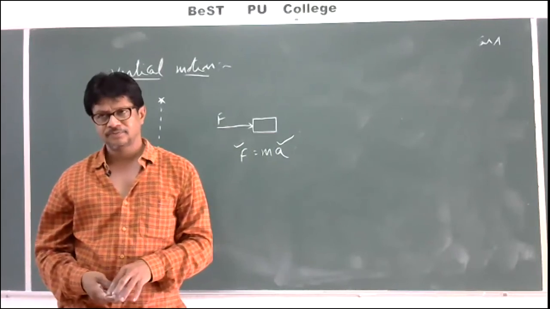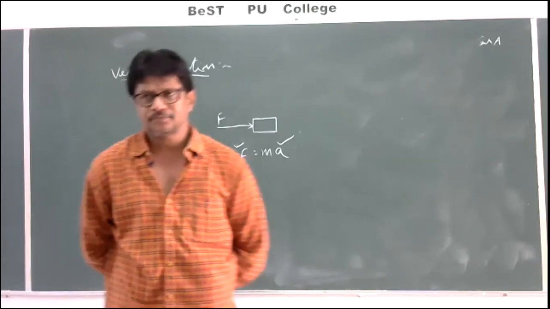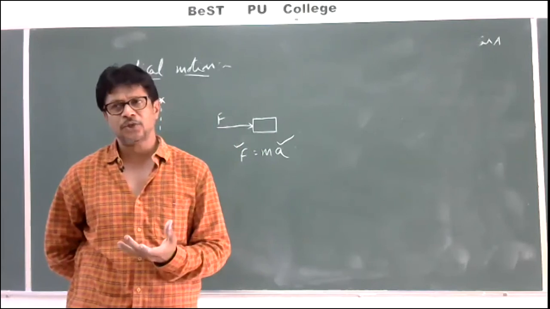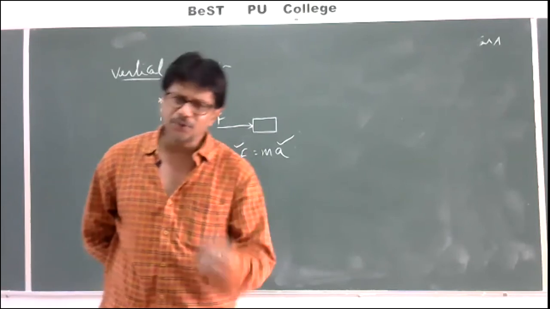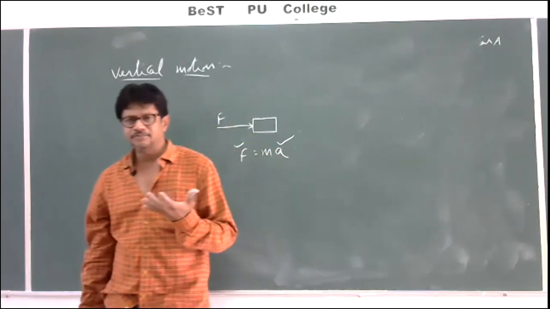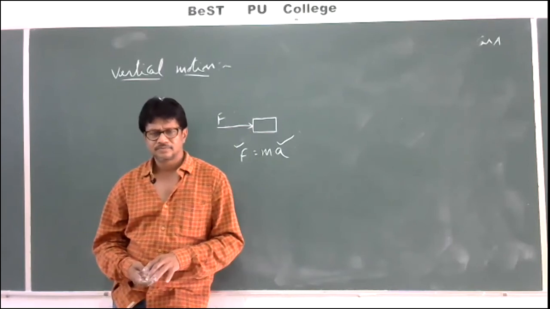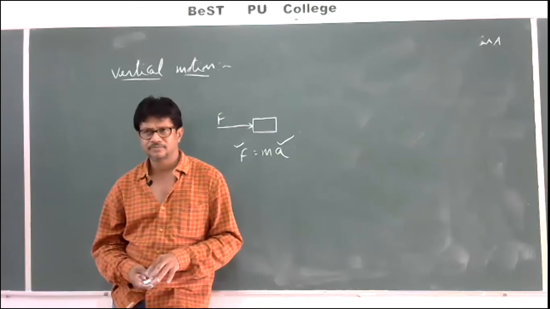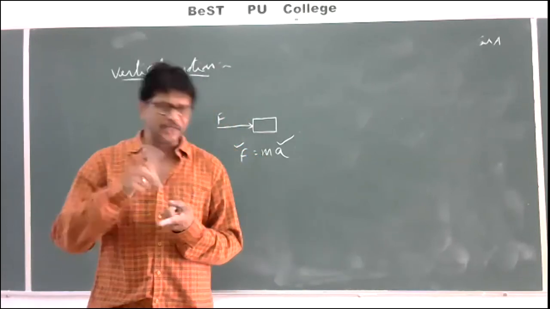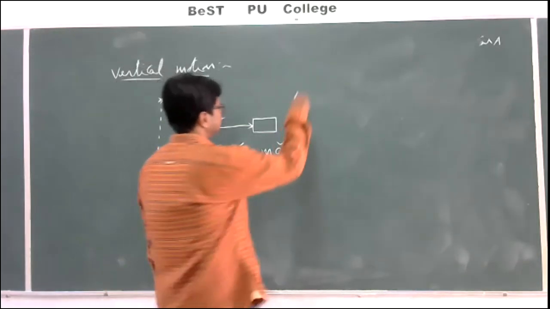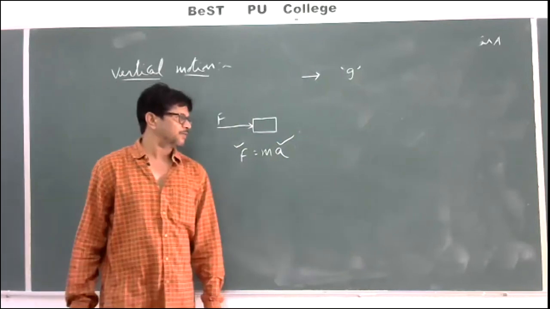First point. The acceleration acquired by a body due to gravity is called acceleration due to gravity. Now you know what gravity is, how the body is getting acceleration, everything. Next point. It is denoted with the symbol small g.